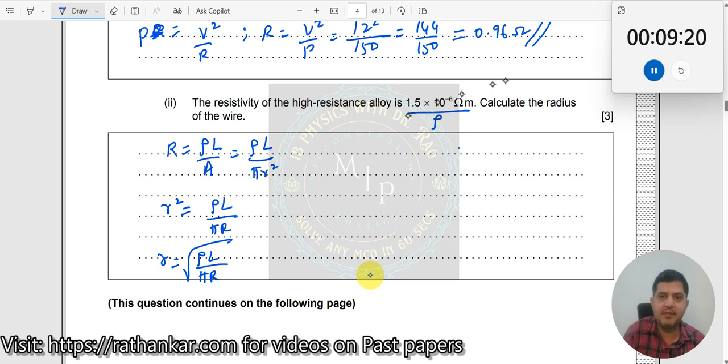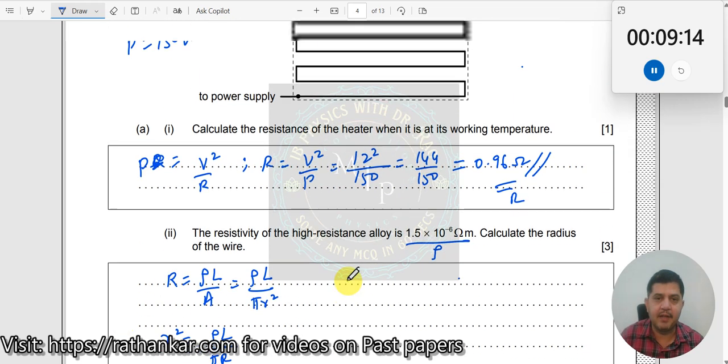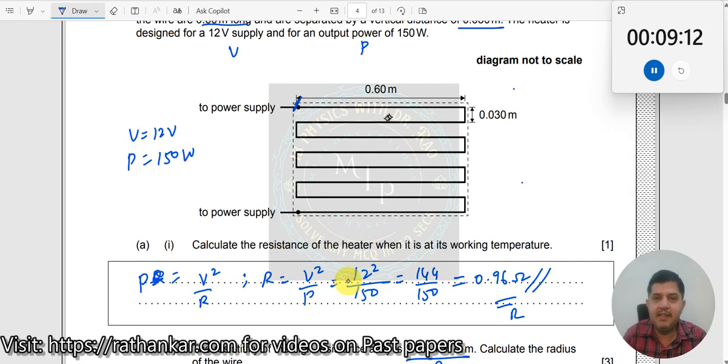Capital R you just calculated over here. Pi is a constant. Rho is given to you. L you need to find. What is the length of the wire? Now you see, the length of the wire is not just 0.6 meters. If you extend this length, what is the total length? That's what you need to take.